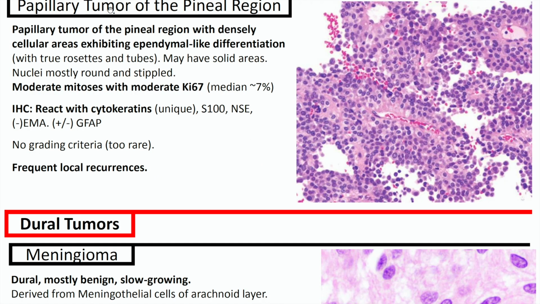And then you have a papillary tumor of the pineal region. So this is a papillary tumor of the pineal region with densely cellular areas, exhibiting ependymal-like differentiation with true rosettes and tubes. They may have solid areas with nuclei mostly round and stippled. Moderate mitoses with moderate Ki67. IHCs are going to react with cytokeratins, S100, and neuron-specific enolase, negative for EMA and plus-minus for GFAP. Too rare to have grading criteria, and they have frequent local recurrence.